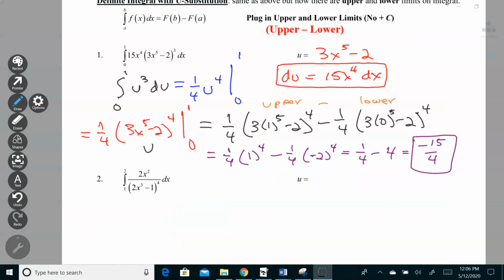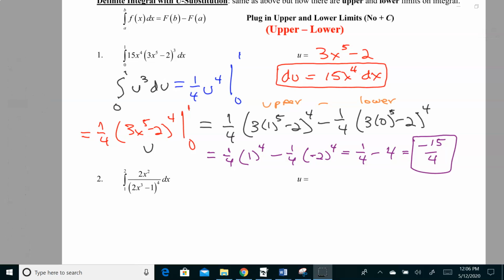So as you can see, I finished out the problem. I plugged in my 1 and 0 for my upper and my lower, and when I plugged in 1, I got 3 minus 2, which is 1 to the fourth, and when I plugged in 0, I got negative 2 to the fourth, and I got 1/4 minus 4, or negative 15 over 4.